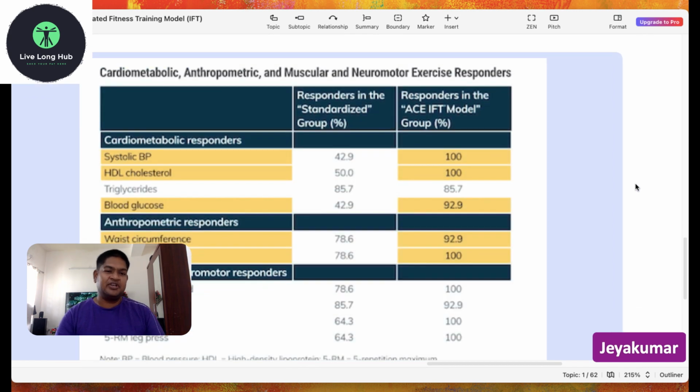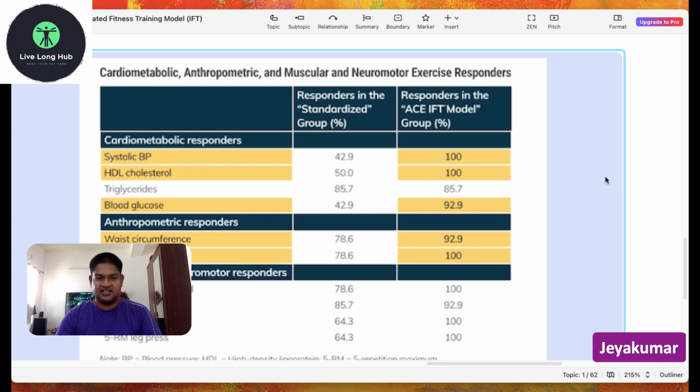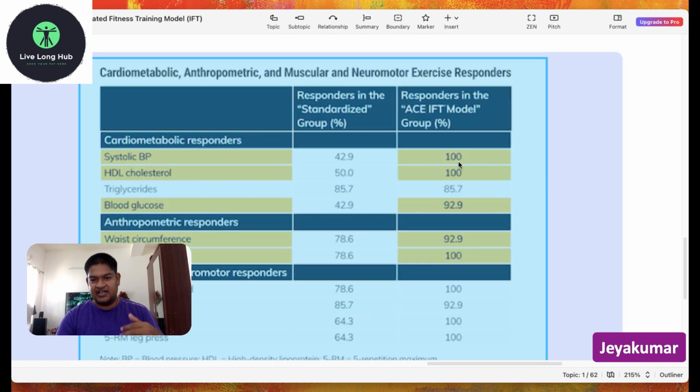So this is a chart which is showing the benefits in terms of cardiometabolic, anthropometric, muscular and neuromotor exercise responders. If you see here the systolic blood pressure, the higher the index, the better is the benefit. So the systolic BP has improved, cholesterol level has improved, triglycerides, not much change seen between both the groups. Glucose has improved. Waist circumference, there is a good change that has been observed. Body fat, there is a good improvement.